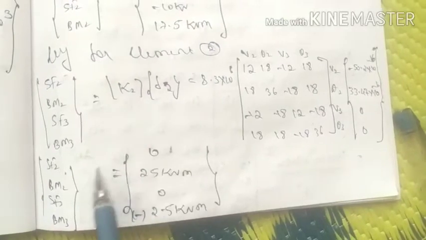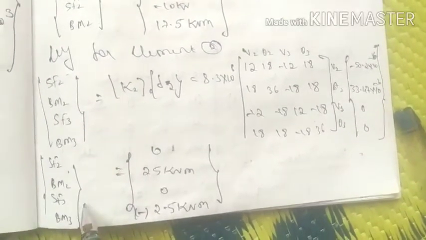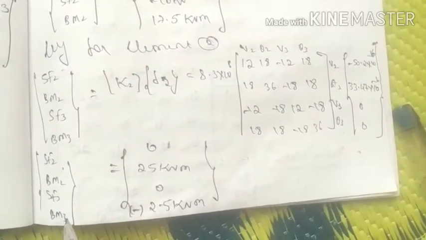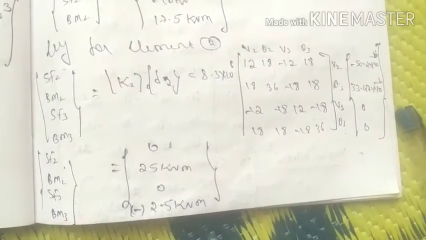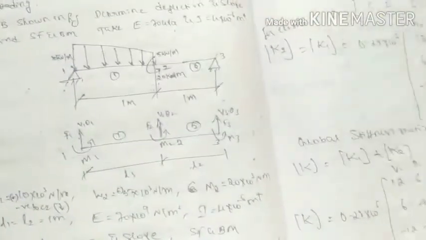shear force at node 2 is 0, bending moment at node 2 is 25 kN meter, shear force at node 3 is 0, and bending moment at node 3 is minus 2.5 kilonewton meter. So this completes the problem. This 10 marks problem is a very important one.